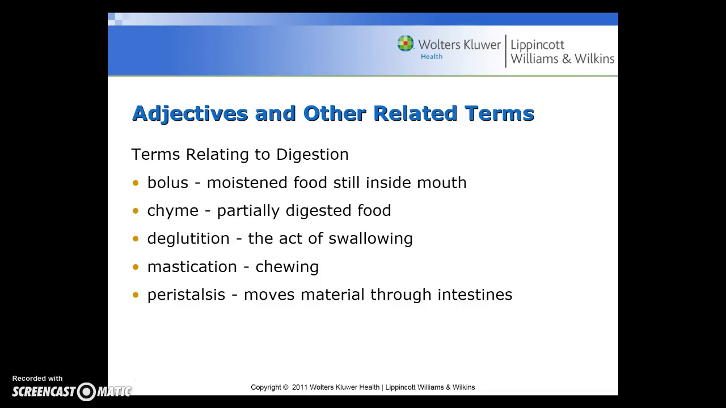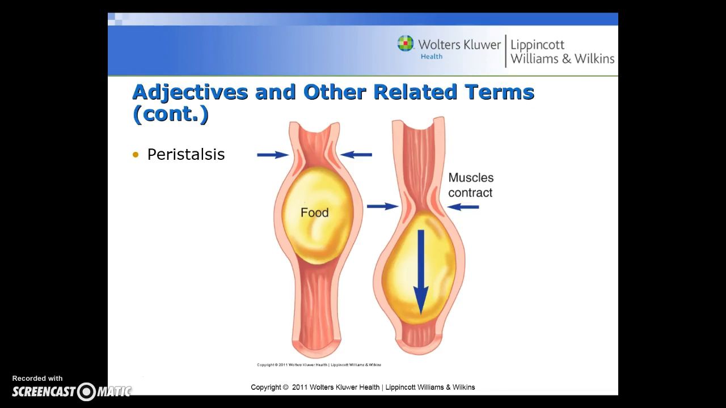So other terms you need to know as far as the GI tract: a bolus is the moistened food still inside the mouth. Chyme is partially digested food. Deglutition is the act of swallowing. Mastication, chewing. Peristalsis is the movement of materials through the intestines. Here's a picture of peristalsis, muscle contraction moving food or the bolus through the intestines.